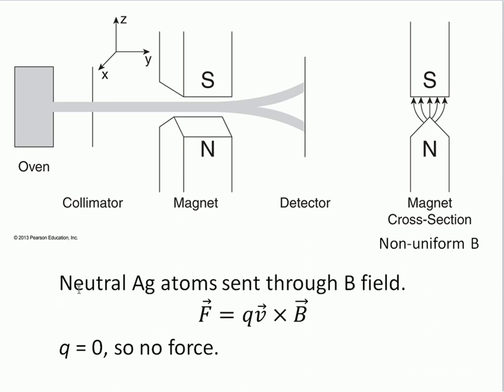Well, first of all, neutral silver atoms, when you send them through a magnetic field, the force is given by qv cross B. But since q is 0, these are neutral atoms, there's no such force. So that's not what's creating the divergence. So what is? Well, if it's not because of a charge, it must be because the atoms act something like magnets.